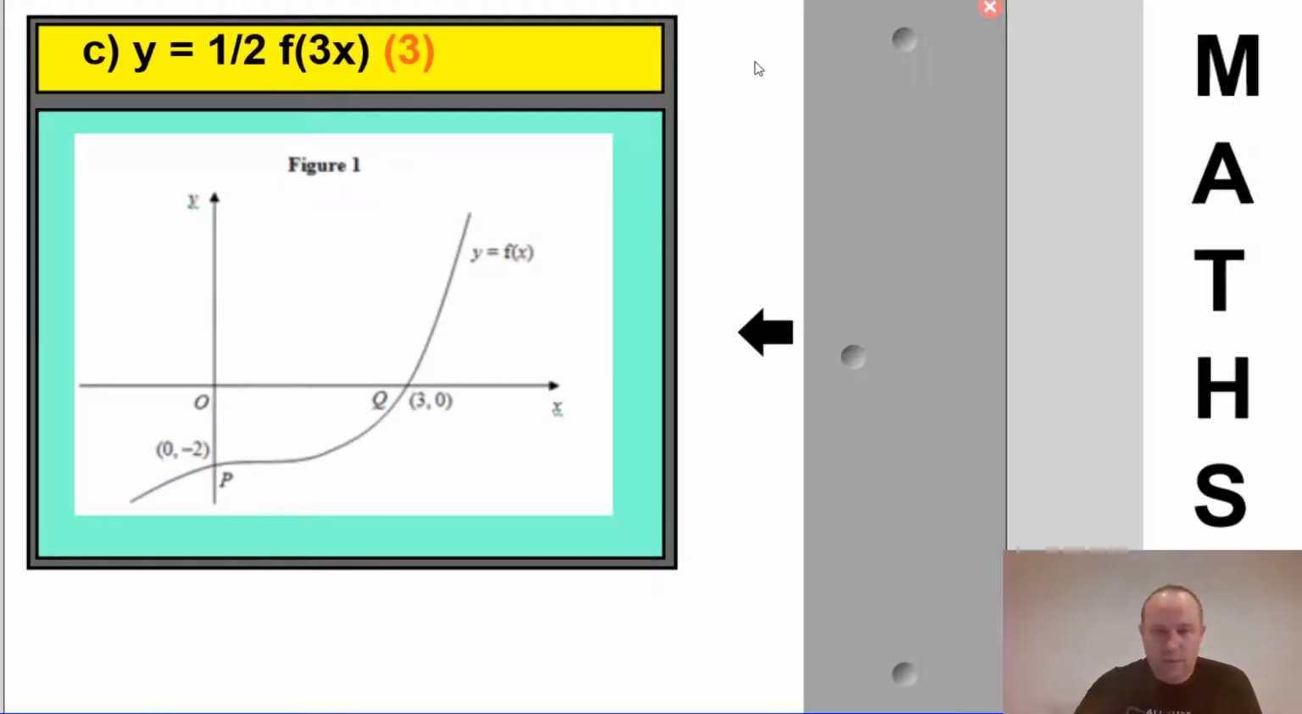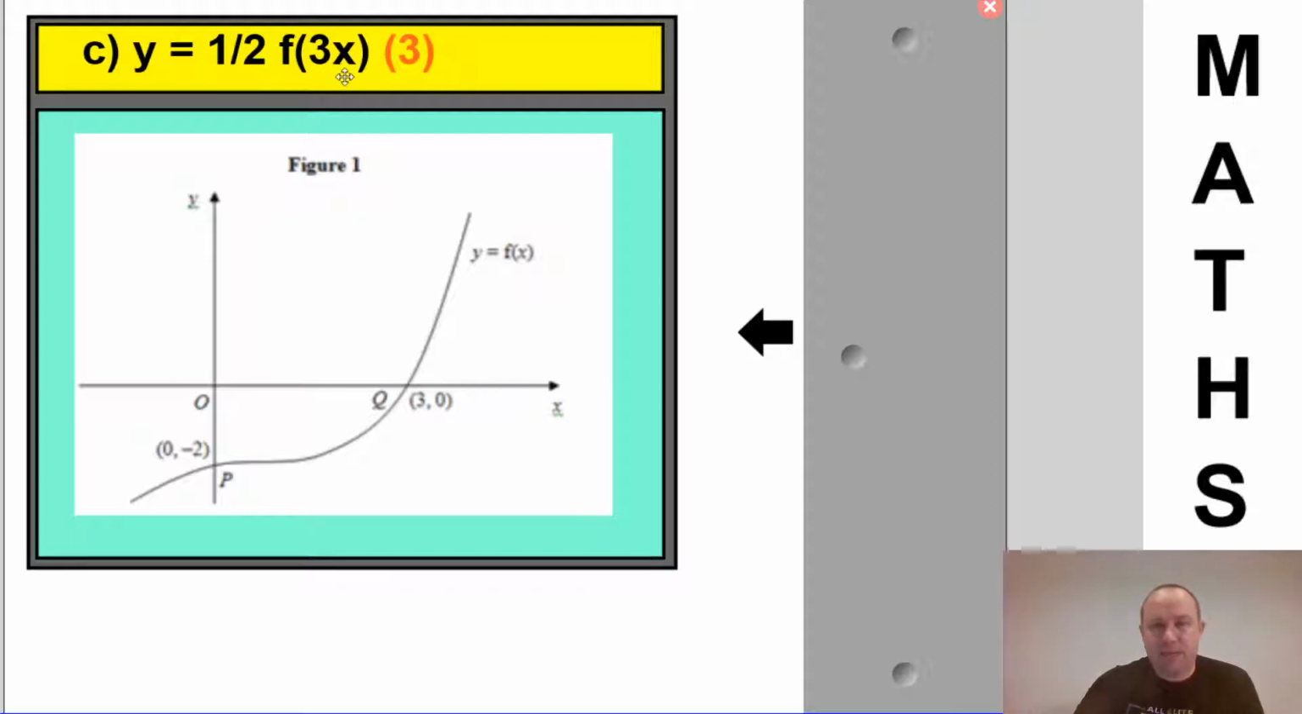Now for our last one, we've got a couple of things going on here. The 1/2 part, I'm sure you recognize. The numbers at the start change the height of the graph. So basically we're going to half each of the y values here. So this -2 is going to become -1. The y value here is 0. A half of 0 is still 0, so that doesn't change anything.